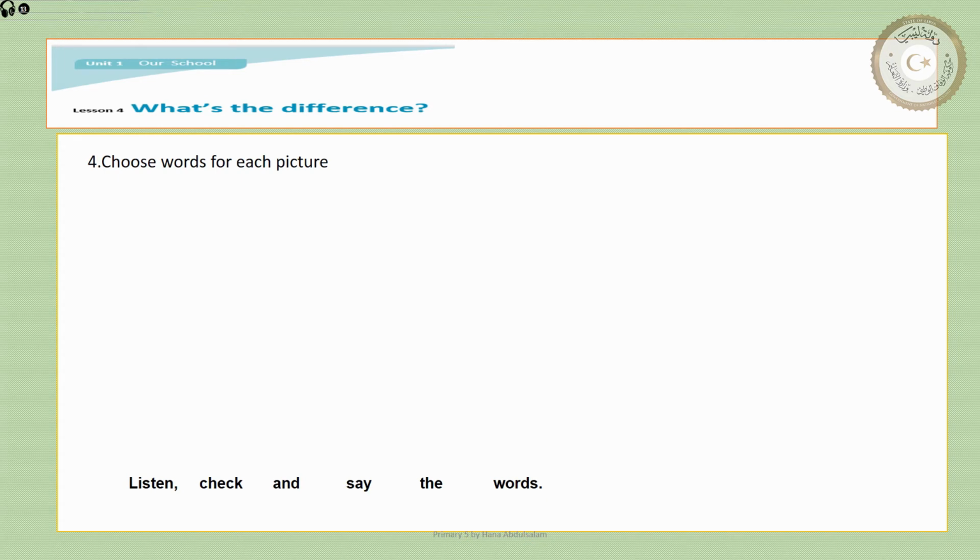Okay, number 4. Choose words for each picture. So we need now to look at the words in the box. These are the words. We need to read them and look at them. Then choose 2 words from the box to match each picture above. So now we are going to read the words.